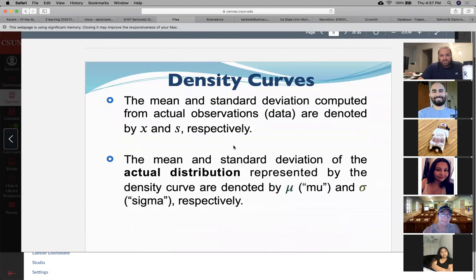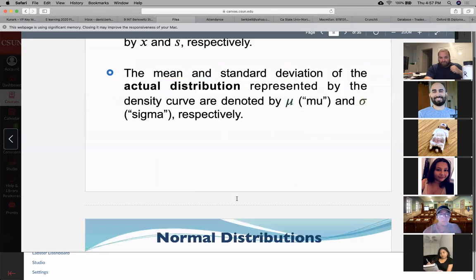When we talk about density curves, we have two different scenarios. We have actual observations, and then we have the theoretical values. The actual observations come from a sample. We use X bar and S for the sample mean and the sample standard deviation. But if I can somehow know the actual density curve and the real situation that applies for the entire thing, I would use mu and sigma, the Greek letters, for the population mean and the population standard deviation, okay?